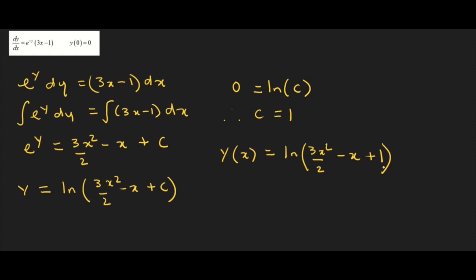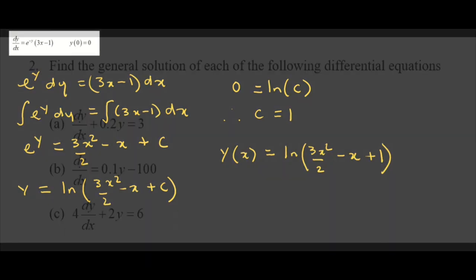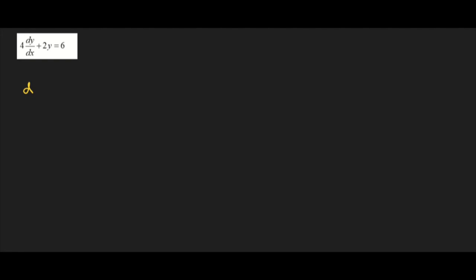Now, a particular form of differential equation that comes up a lot is a linear differential equation, and there's a rather easier solution method. So again, here are some examples taken from the textbook. We're going to look at example C here. We've got 4 dy/dx plus 2y equals 6.